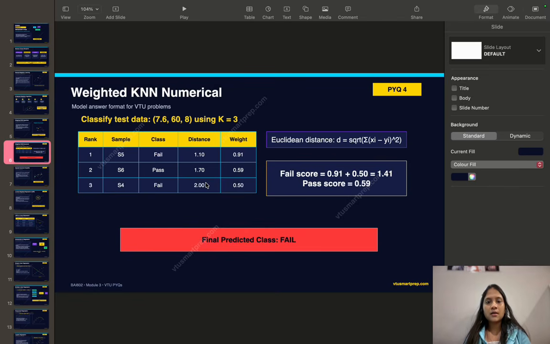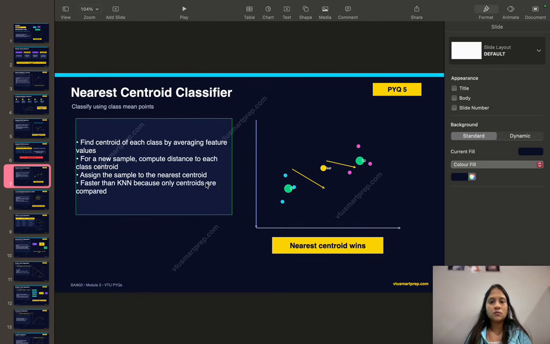Okay, next is, so give priority to try to solve the problems for weighted KNN numerical. Don't skip the part of solving the problems, and try to remember the formula.